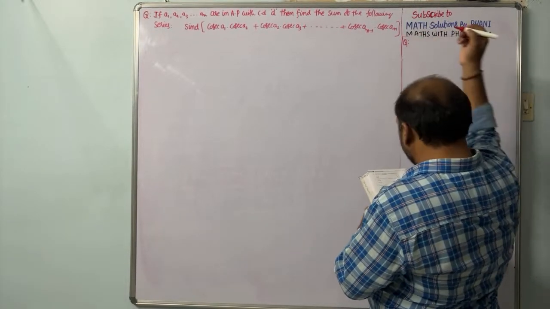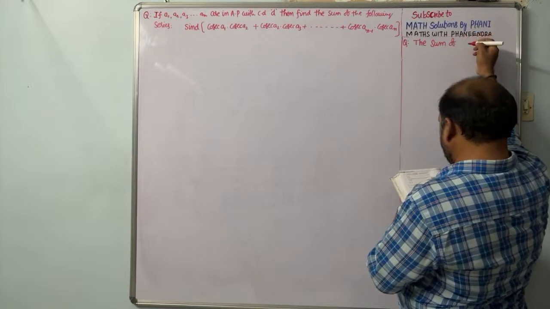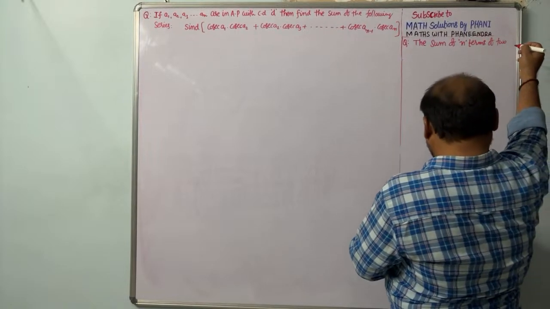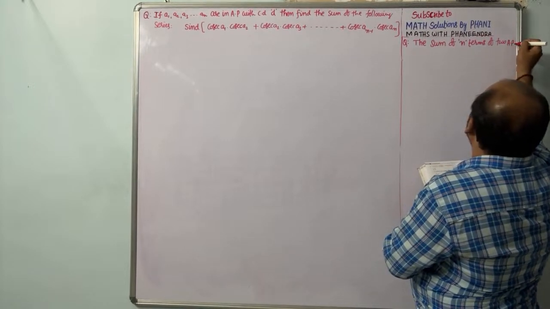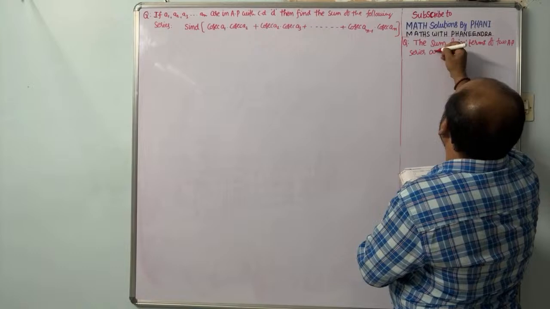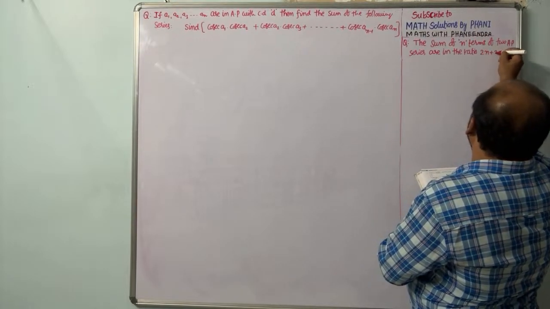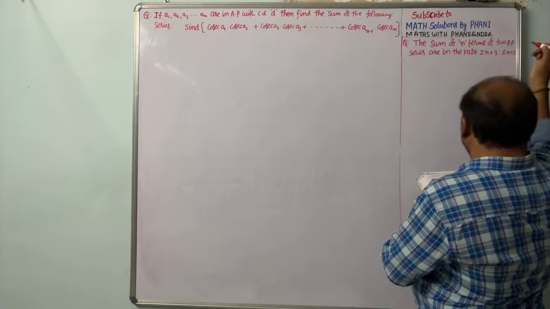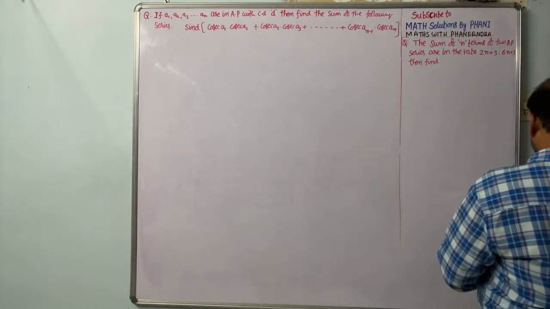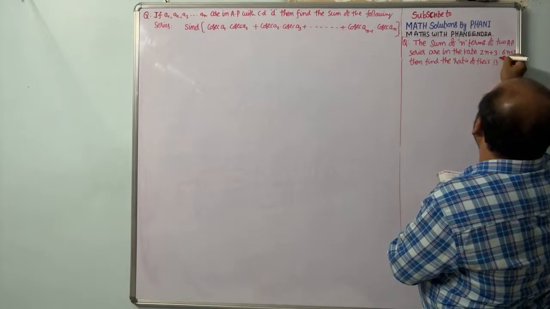Another question, and this may be the last question in this session. The sum of n terms of two AP series are in the ratio 2n plus 3 is to 6n plus 3, then find the ratio of the 13th term.